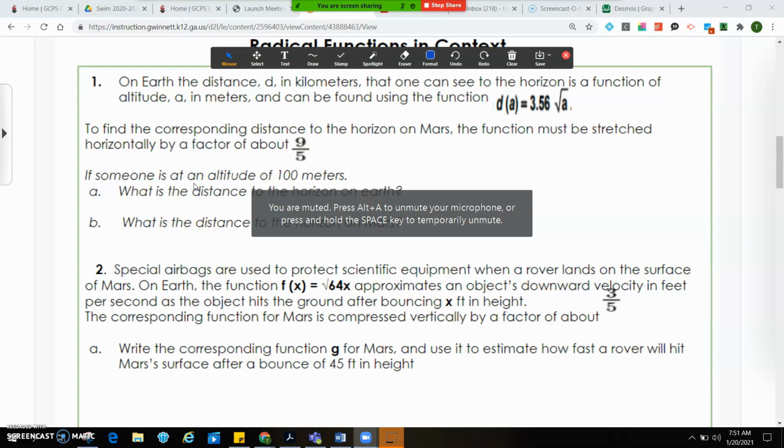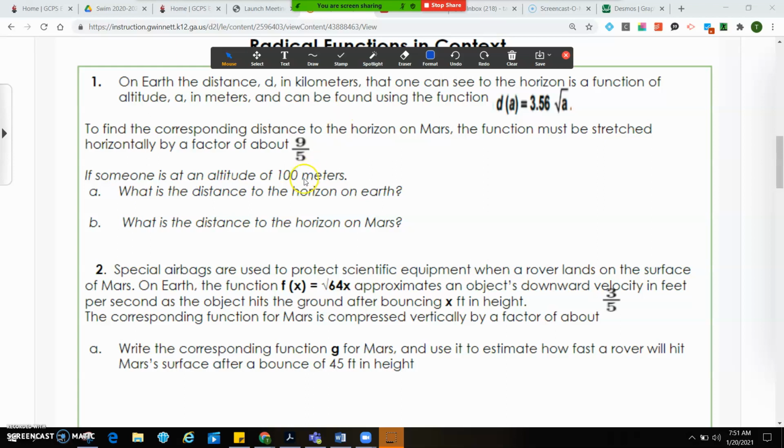Radicals in context. So basically what you're going to do on here is, the first thing that you always want to make sure that you pay attention to with this is your units of measurement. Okay, so you need to make sure that they're consistent throughout. If they're not, then you actually need to convert it.